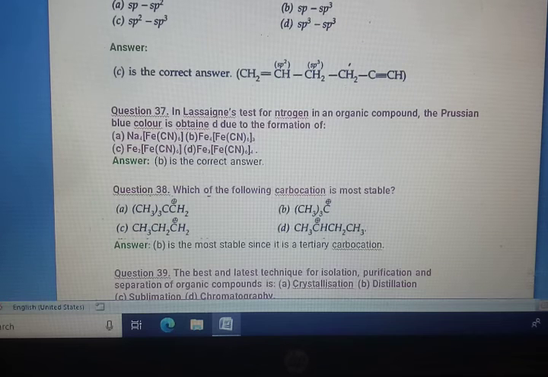Question number 37. In Lassaigne's test for nitrogen in an organic compound, the Prussian blue color is obtained due to the formation of, a very important question, have you remembered that word I have given you? Ferriferrocyanide, ferric hexacyanoferrate(II) ion. Yes, that is option B. Directly you have to remember that formula. It is a complex compound.